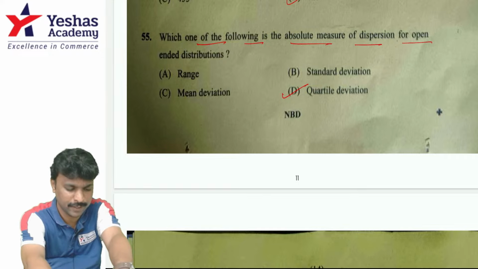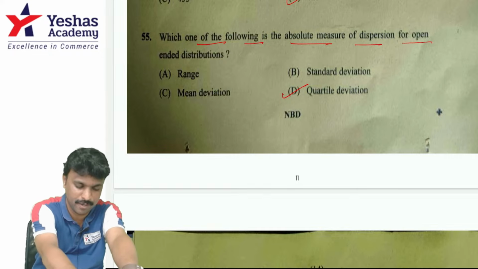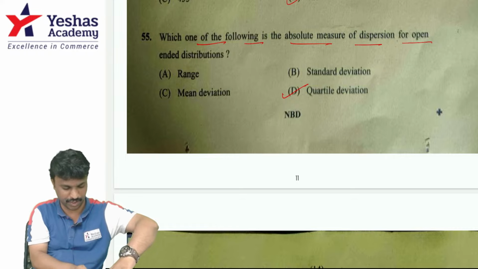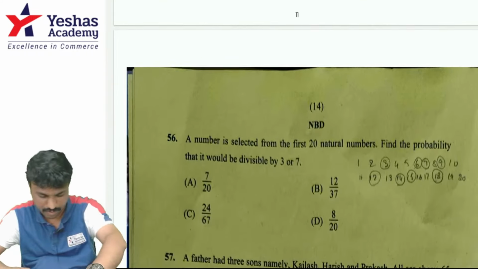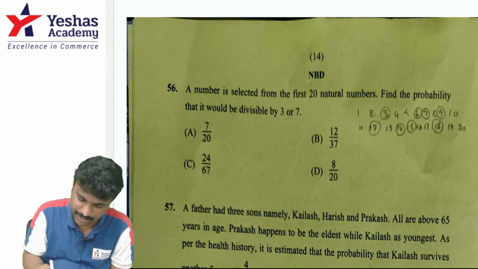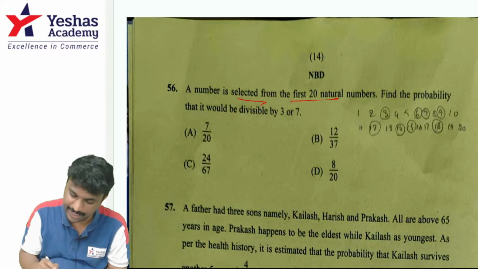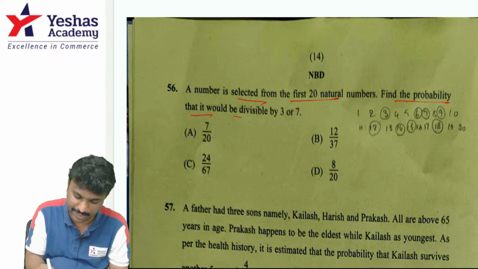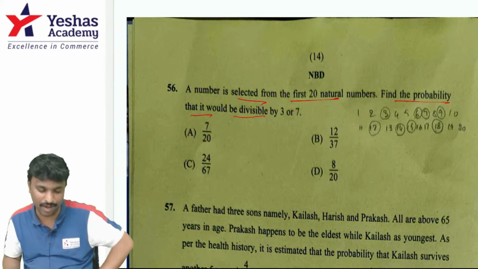Now moving on to the next question, question number 56. A number is selected from the first 20 natural numbers. Find the probability that it would be divisible by 3 or 7.